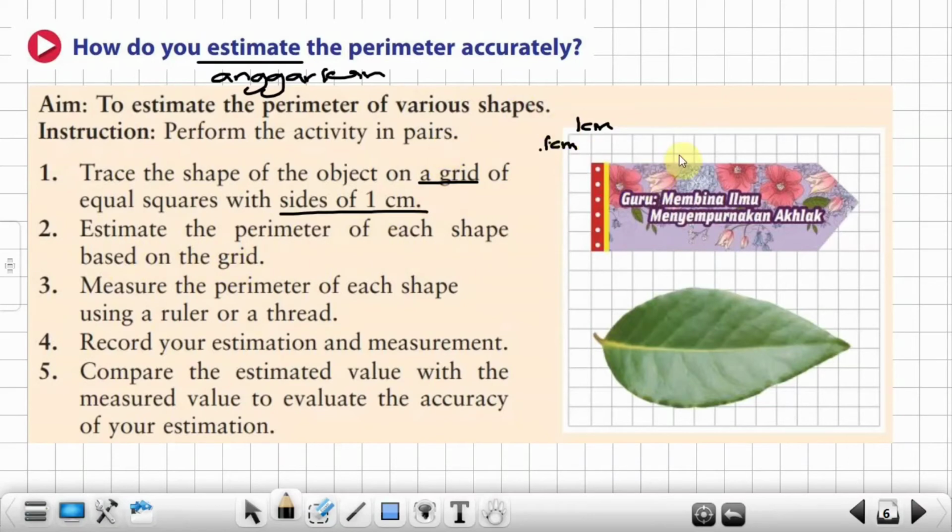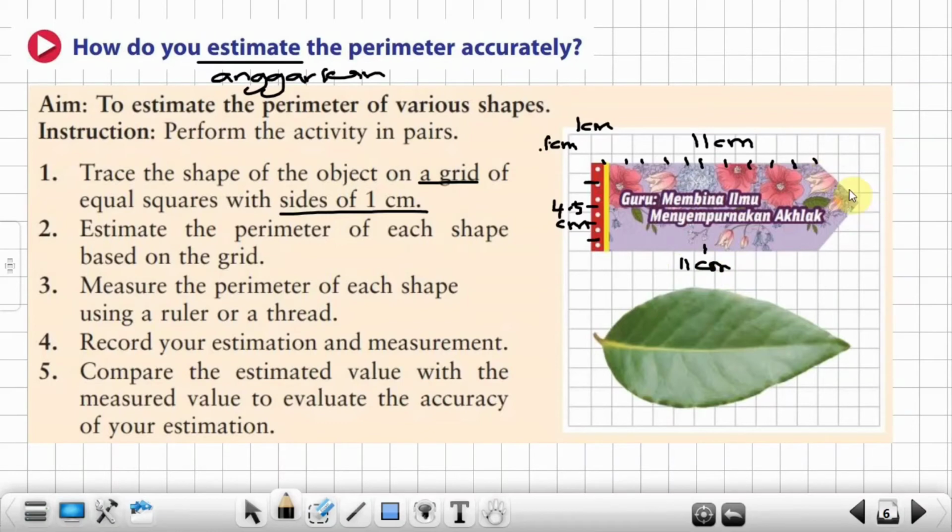Okay, so let's say this banner. Because this is 1 cm, we can just calculate. This is 1, 2, 3, 4, 5, 6, 7, 8, 9, 10, 11. So this is 11 cm. What about this side? 1, 2, 3, 4, and this is half. So we estimate it to be 4.5 cm. This is also the same as the opposite side, 11 cm.